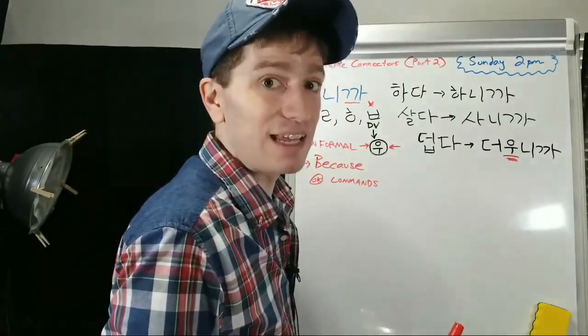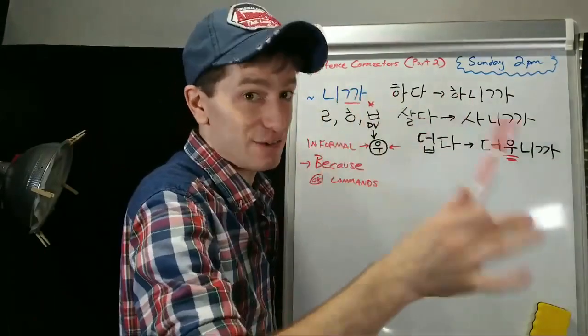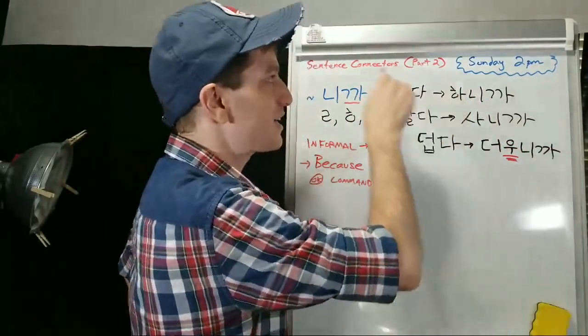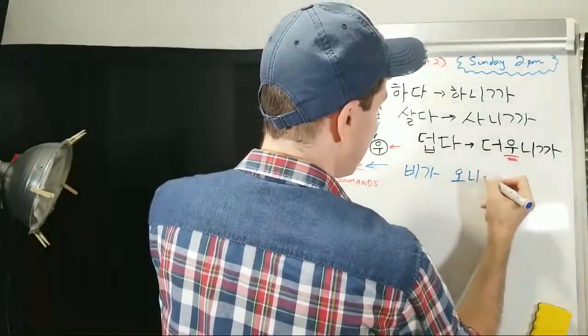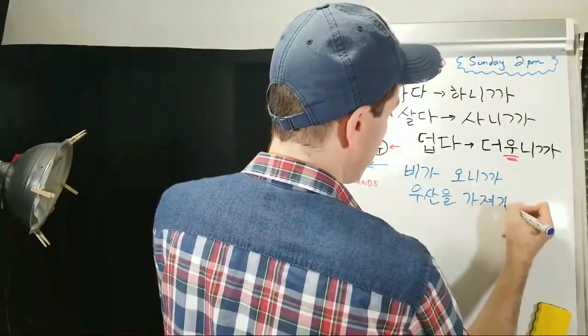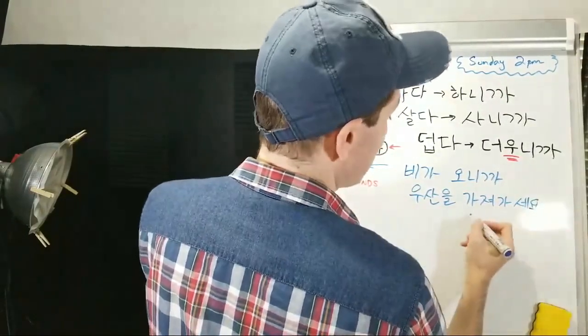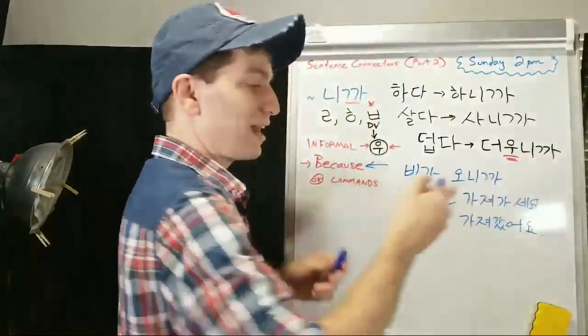You might see it in writing though. This isn't the same as the slang form 니. That's conjugated differently. This is only for this connector. You can use it for commands. You can say 비가 오니까, because it's raining, 우산을 가져가세요, like before, take an umbrella. Or you can even say just like this whole form, 가져갔어요. I brought an umbrella. Because it's raining, I brought an umbrella.